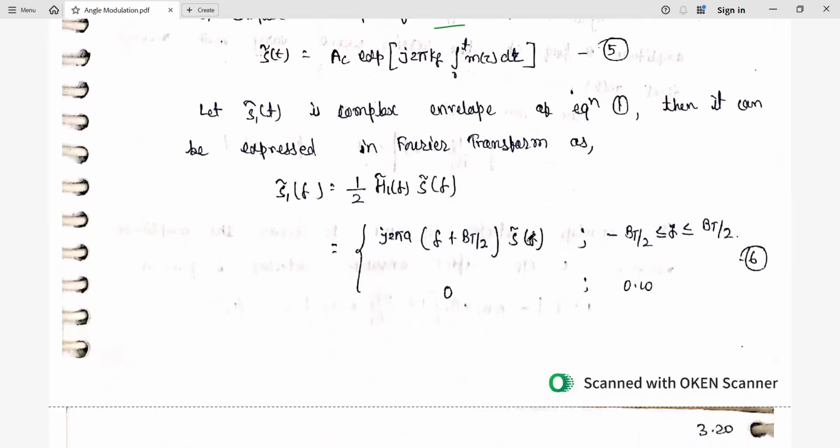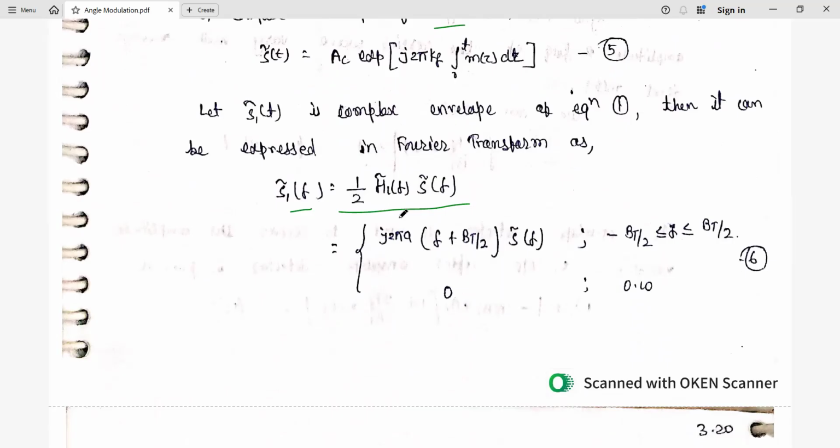Now this s1 cap of t is the complex envelope of equation 1. So this can be expressed with the help of the Fourier transform. Now this time domain is being represented in the frequency domain, that is 1 by 2 H1 of f cap into s cap of f. This formula you need to remember.